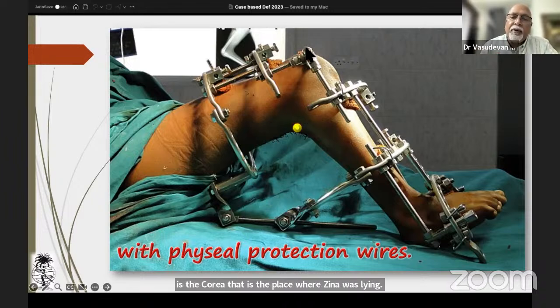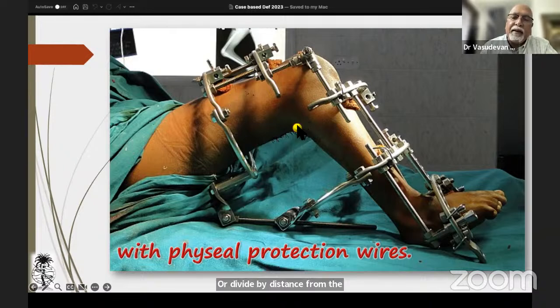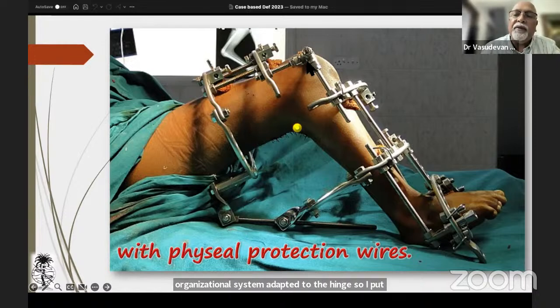While distracting, you take the distance from the hinge to the distractor, and divide by the distance from the hinge to the sciatic nerve. All the lengthening depends on the sciatic nerve. One millimeter for the sciatic nerve, you plan it and lengthen it. At the same time, you try to keep a physeal hinge with a physeal wire. You can see this is an Ognatian wire print, an Ognatian wire system adapted to the hinge. So I put the Ognatian wire into the epiphysis.